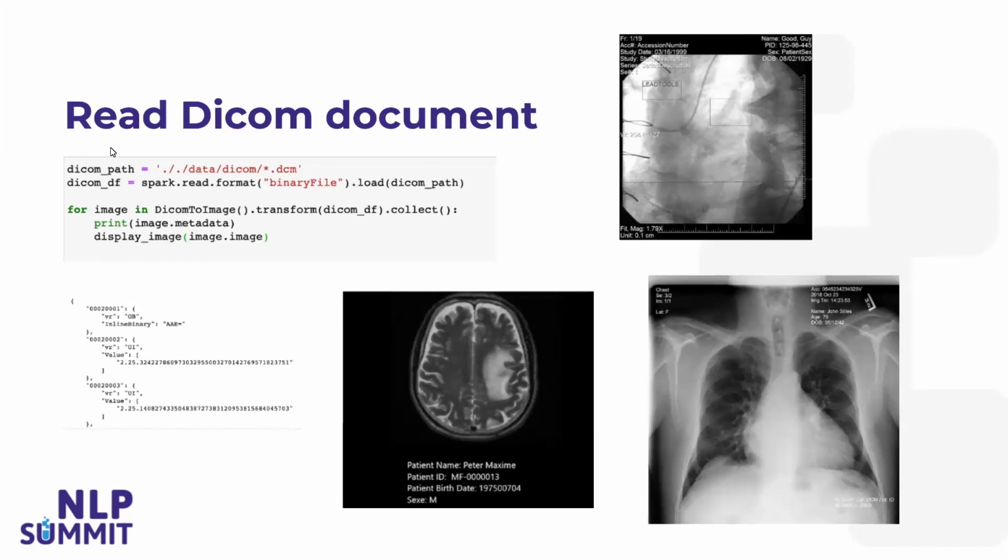For DICOM documents, we also should read files using the binary data source, and after that extract images and metadata using DICOM to image. So we can see an example of metadata in JSON format and images from DICOM files, which contain text on the image.